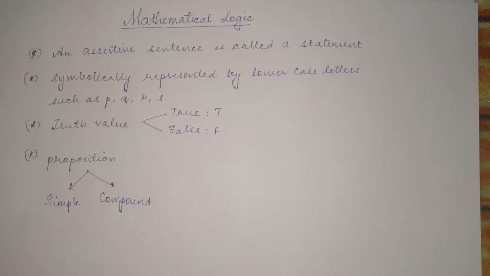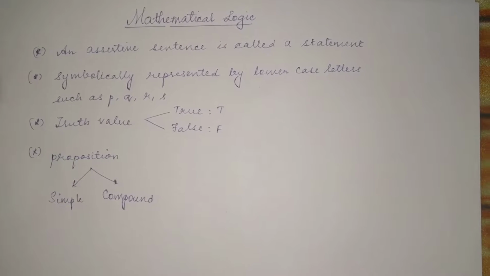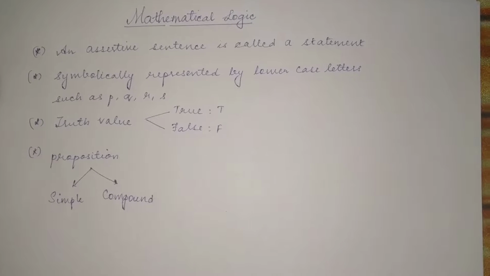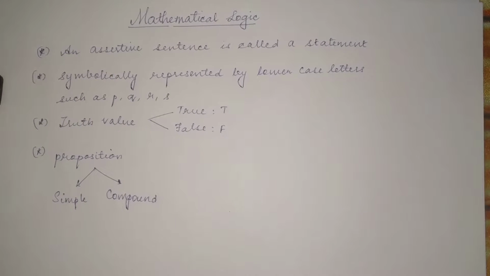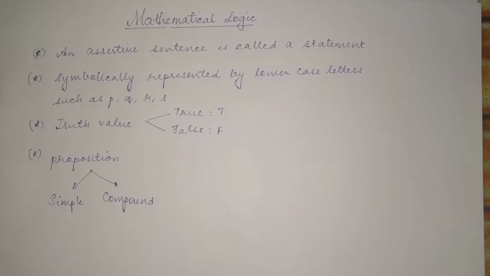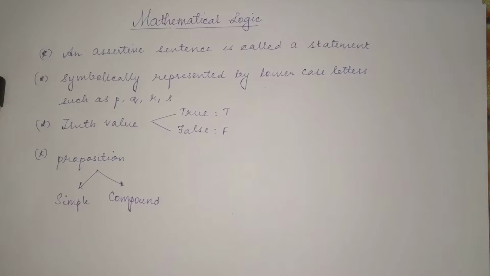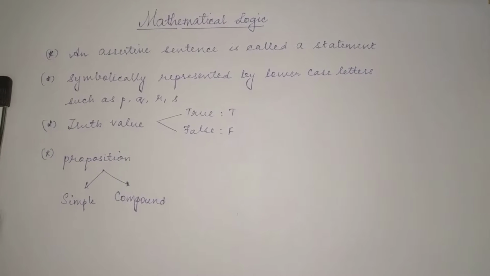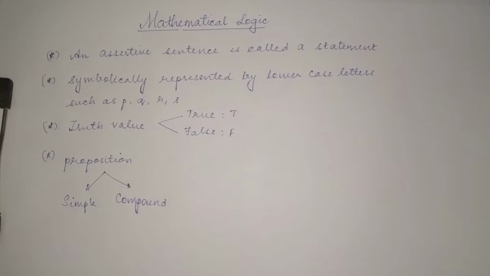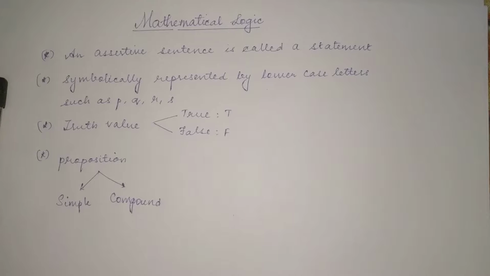A proposition can be of two types, simple proposition and compound proposition. A simple proposition is one which cannot be split, whereas a compound proposition is one which can be split into two. For example, a simple proposition is 2 is a prime number, whereas a compound proposition is 2 is an even prime number, which can be split into 2 is an even number, 2 is a prime number.